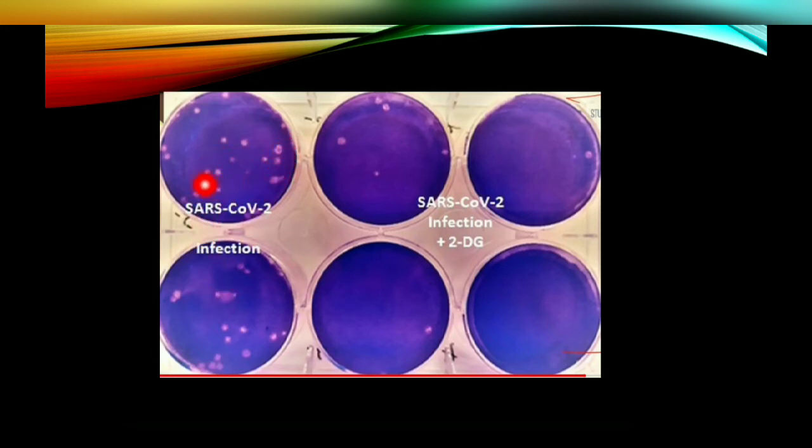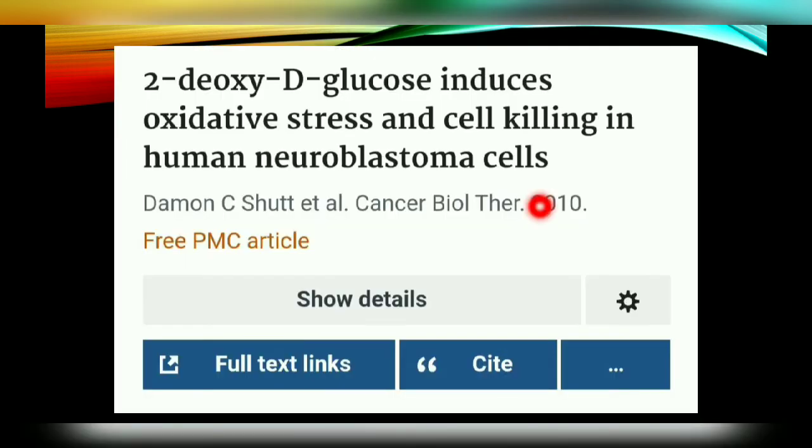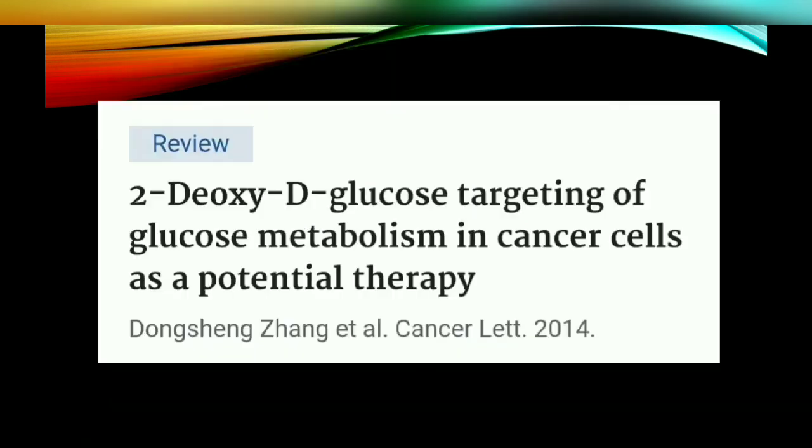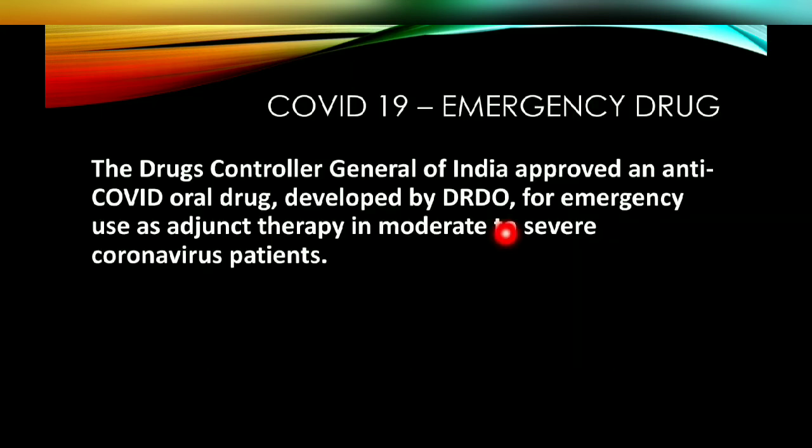Here is one of the pictures showing SARS-CoV-2 virus infection. In the stains, you can see the pink color shades, that is your infected cells. In the second and third pictures, you cannot see the infected cells because all these cells are dead after administering 2-deoxy-glucose. So these are some of the studies showing the use of 2-deoxy-D-glucose, which induces oxidative stress and cell killing. There is another study also, where 2-deoxy-D-glucose is used in colon cancer as a potential therapeutic drug.